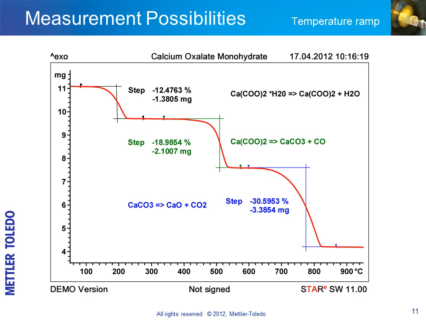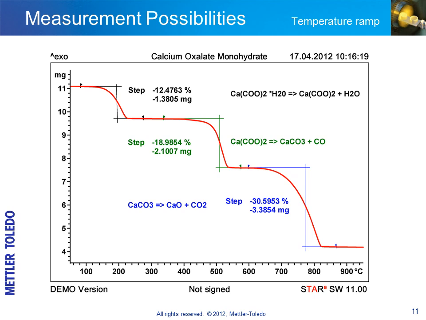Let me begin with the temperature ramp. In this example, 11 milligrams of calcium oxalate monohydrate was heated at 30 Kelvin per minute in a nitrogen atmosphere. The weight loss curve shows 3 well-separated steps that correspond to the stoichiometric decomposition reactions of the substance.